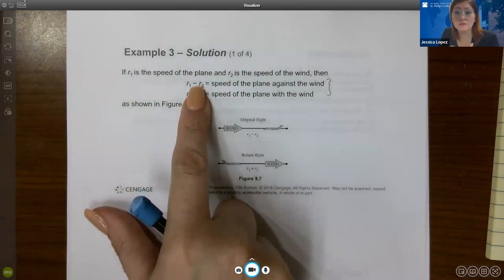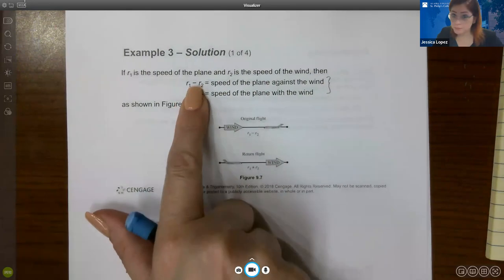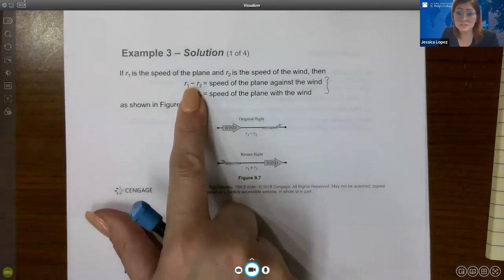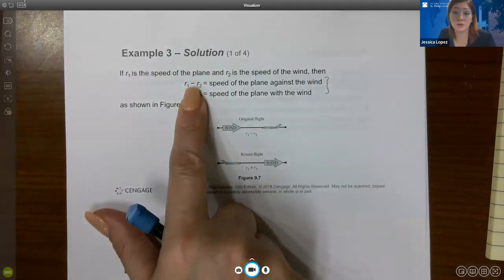Same with the river. If you're going against the current, it doesn't matter how hard you paddle your way through there, it's going to be harder and it's going to slow you down. So against the wind or against the water current, both of those would subtract the speed of the wind or the water current.